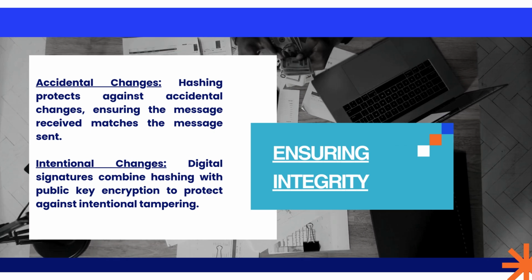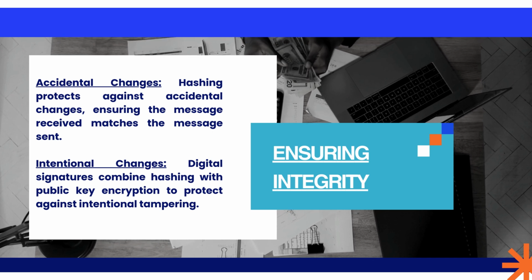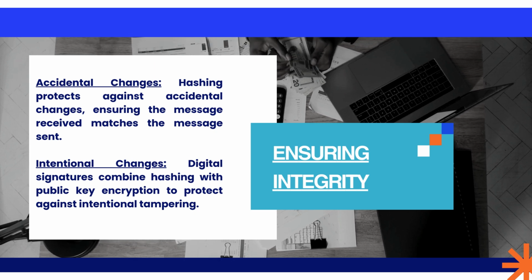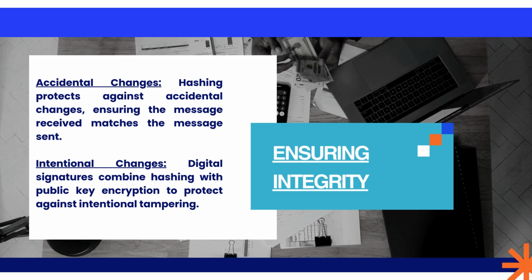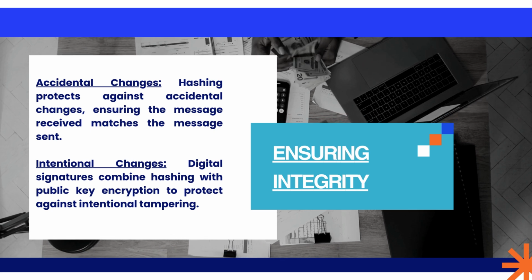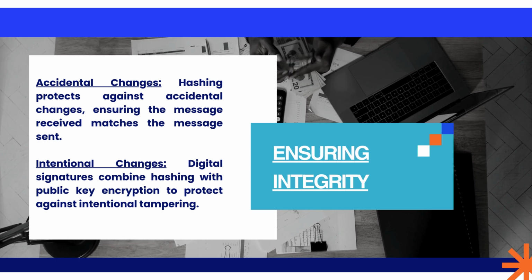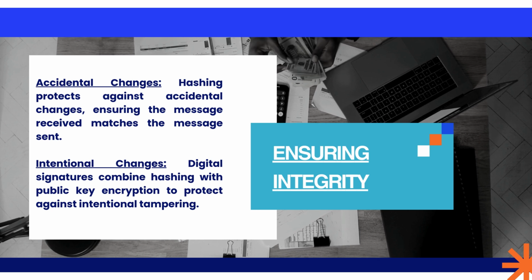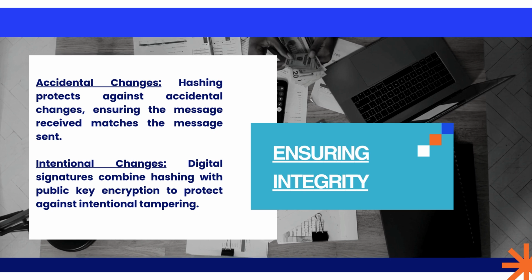2. Intentional changes, fighting off hackers. But what if someone tries to tamper with your message on purpose? That's where digital signatures come in. The sender creates a hash of the message and encrypts that hash using their private key. This becomes the digital signature. The receiver decrypts the signature using the sender's public key and compares the hash with the received message. If everything matches, the message is authentic and untouched. If not, something's fishy. So, hashing protects against accidents, and digital signatures protect against hackers. Together, they keep your data safe.